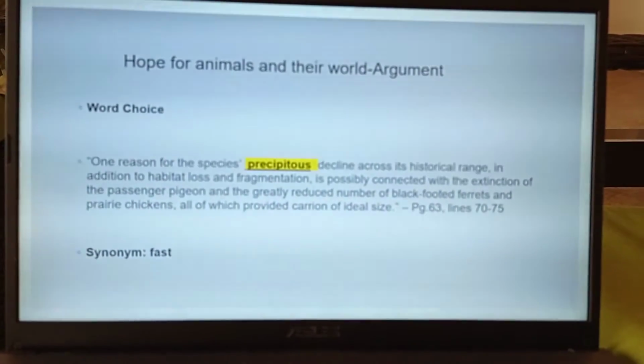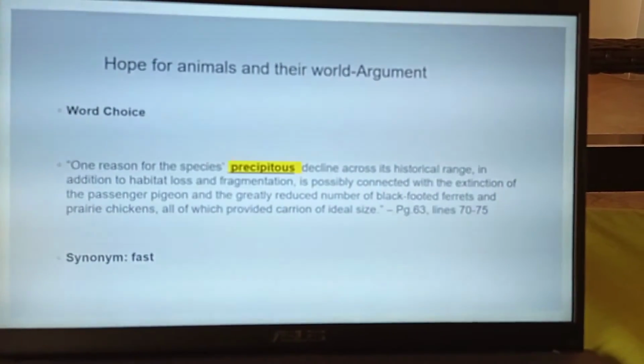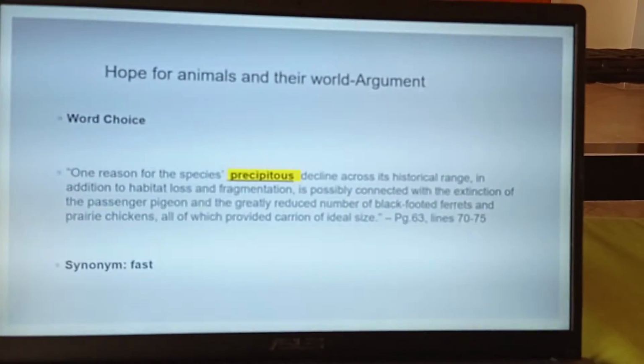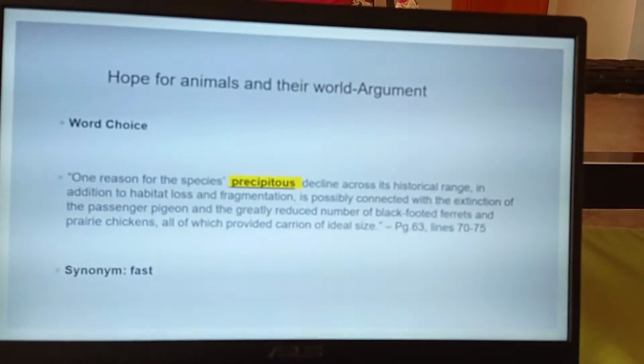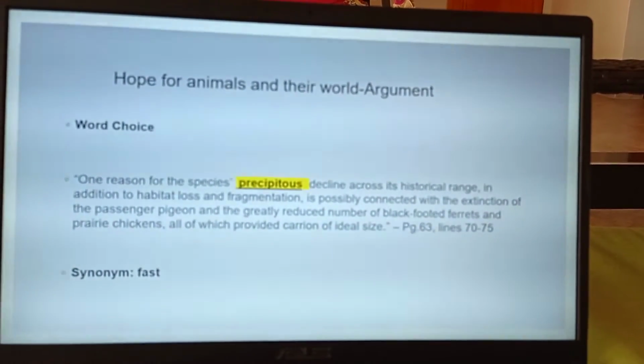"One reason for the species' precipitous decline across its historical range, in addition to habitat loss and fragmentation, is possibly connected with the extinction of the passenger pigeon and the greatly reduced number of blackfoot, turrets, and polar chickens, all of which provide carrion of ideal size."